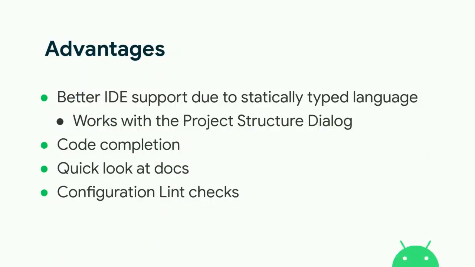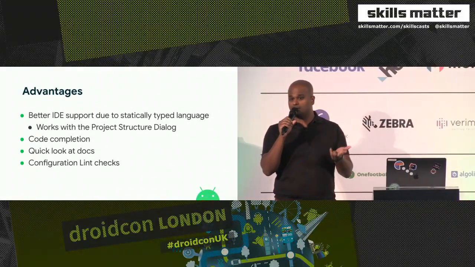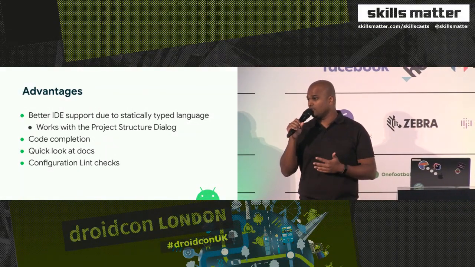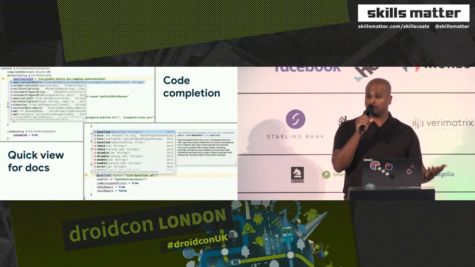And with that, you just get better IDE support due to the statically typed language. So things like code completion, quick look at docs, you can even run lint on your build configuration. And it's fully interoperable with the project structure dialog. So what that is, you can manage your dependencies, update them, create build flavors and build types, all without even touching your build script. And it now works with KTS as well. So here's a quick look at that.